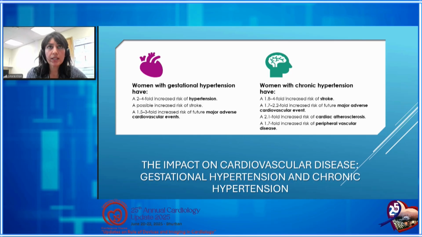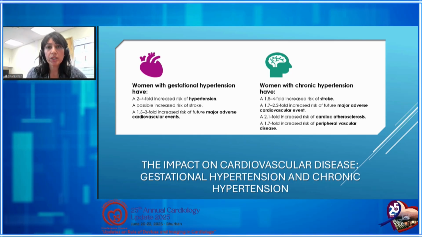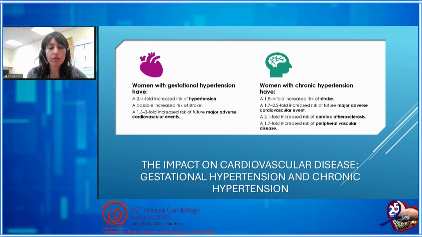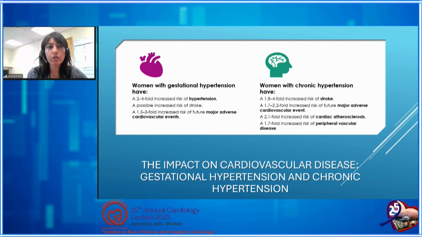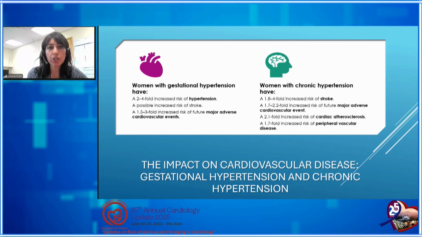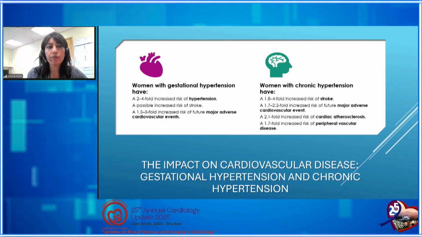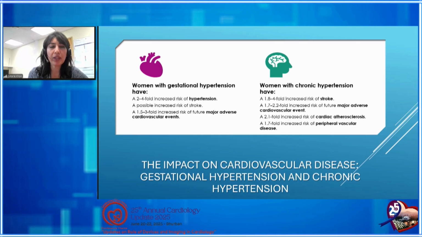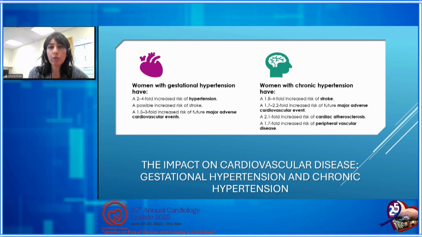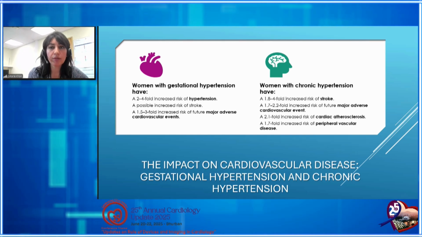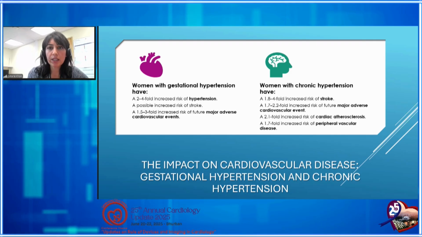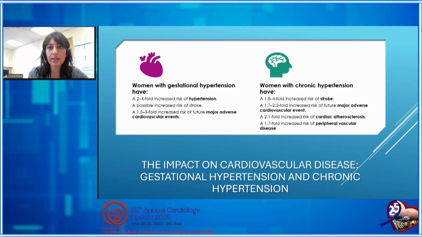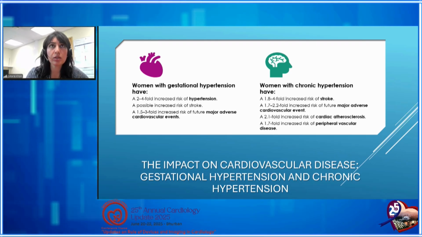Their impact on cardiovascular disease, I've decided to group it according to the subtype of hypertensive disorder. So if we start with gestational hypertension, women with that have a 2 to 4 fold increased risk of developing hypertension in later life, but they do also have at least a 1.5 times higher risk of having a major adverse cardiovascular event and a possibly increased risk of stroke. Women with chronic hypertension, unsurprisingly, will have an increased risk of stroke, cardiovascular events, atherosclerosis, and peripheral vascular disease. But that we know, in any case, that hypertension is a risk factor for all of those conditions.